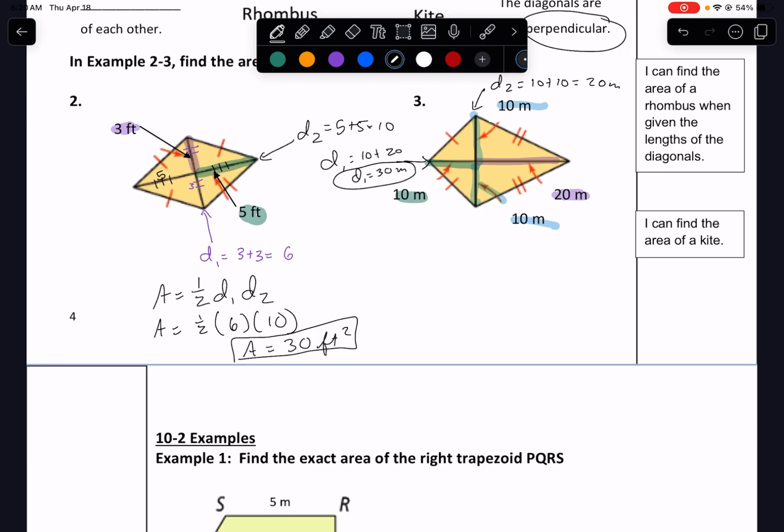So now I need my formula. Area equals 1/2 diagonal 1 times diagonal 2. I always write them down again just to make sure I get all of the pieces of information. These are supposed to be pretty straightforward, but you want to make sure that you're not making careless mistakes as you go. So area equals 1/2. Our diagonal 1 was 30. Our diagonal 2 is 20. 30 times 20, I'm pretty sure is 600. Yep. Divided by 2 would be 300. So our area is 300 meters squared.